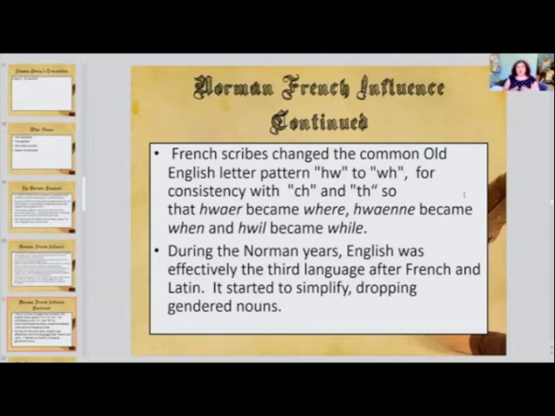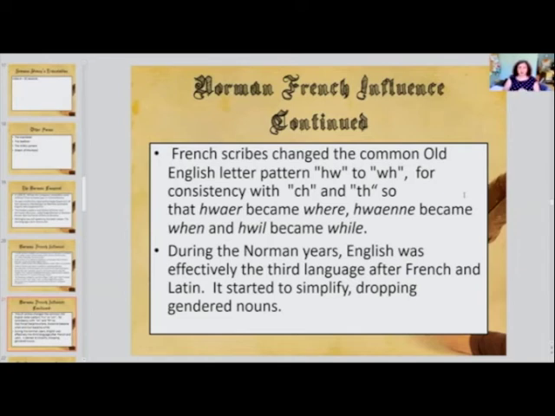So we get this Norman-French influence. French scribes changed the common Old English letter pattern from hw to wh to match their own dialect for consistency with ch and th. So hwere becomes where, hwen becomes when, hwil becomes while. So they start to re-standardize how these words are written out. There is no standardized spelling at this point. We will get to that. There's no standardized spelling. They're just, in their own French transcriptions, swapping those letters.